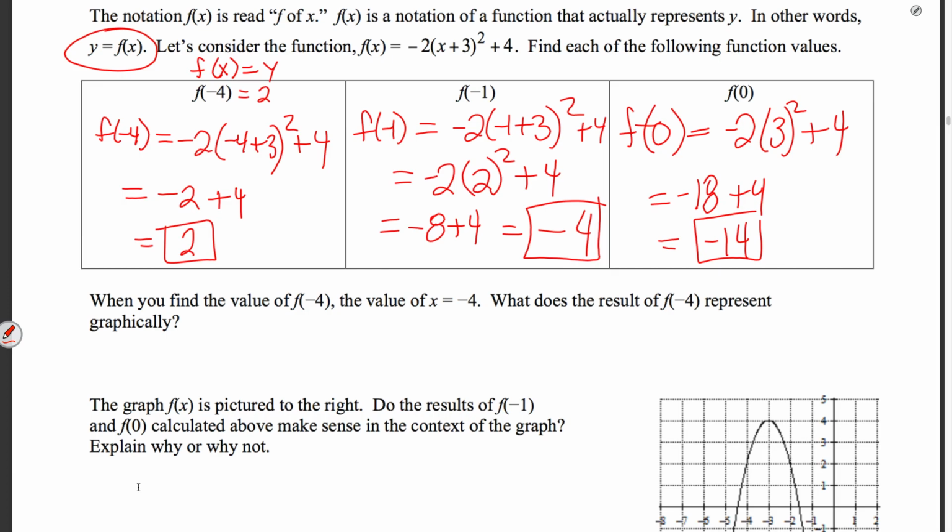What was that question again? It's right there. What does the 2 represent? I ask you the question right underneath the boxes.